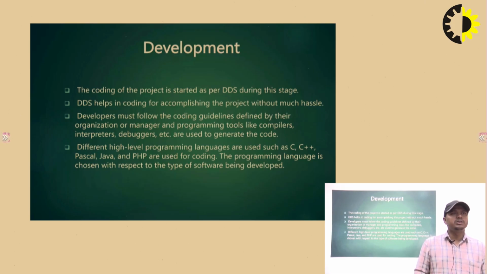Developers must follow the coding guidelines defined by their organization or manager, and programming tools like compilers, interpreters, and debuggers are used to generate the code. And here different high level programming languages are used, such as C, C++, Pascal, Java and PHP, for the coding in the development phase.